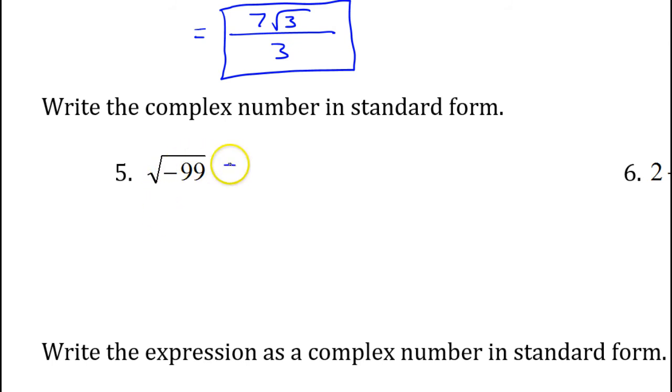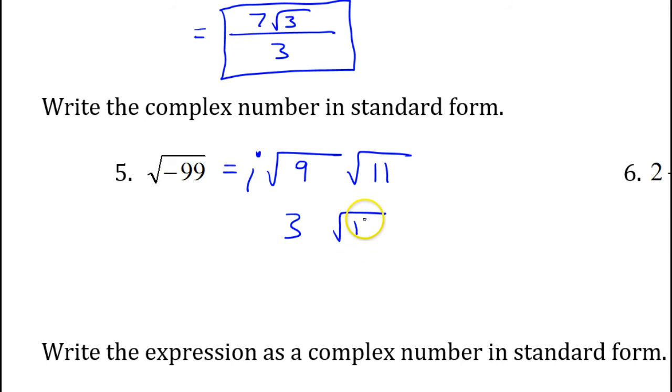So ignoring that for a second, radical 99 is the same thing as the square root of 9 times the square root of 11. All right, 9 times 11. Okay, that negative is going to be an i. The square root of 9 is 3, so I have 3 radical 11, and the i goes in the middle. Okay, so that's all we can really do with number 5.